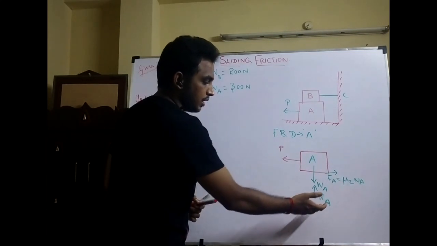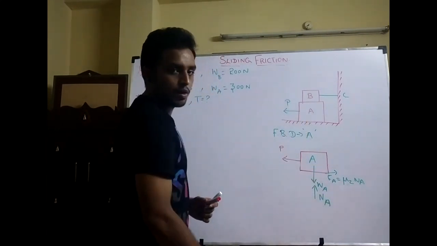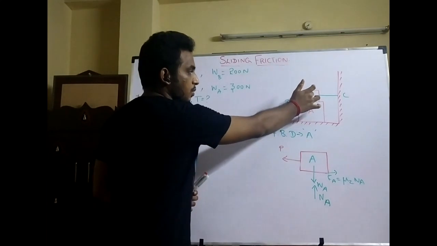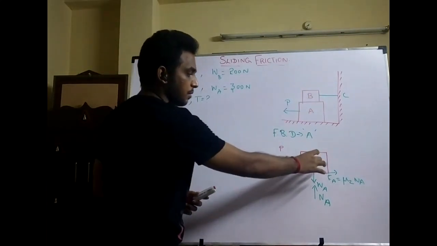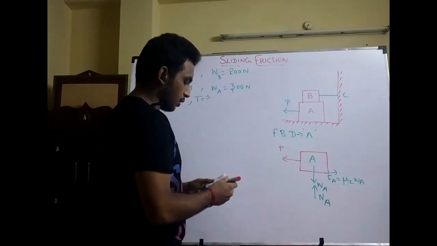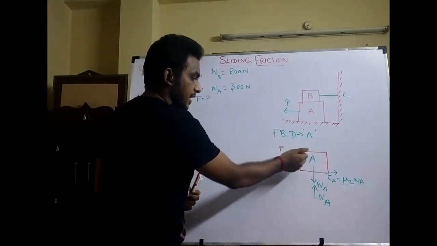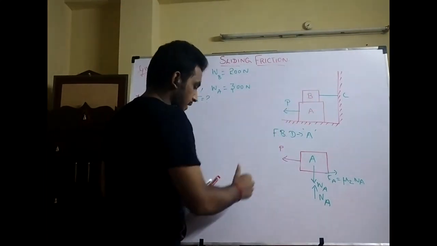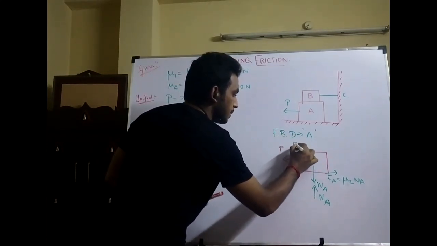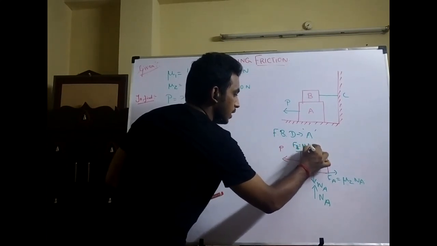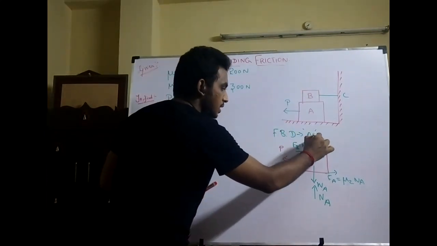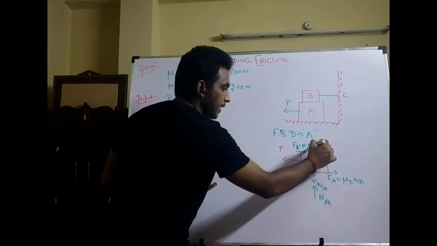We also know that the normal reaction acts exactly perpendicular to block A, along the weight direction. Then there are components contributed by block B, which has been kept over block A. When block A is pulled in this direction, the friction between block A and block B will also act in the opposite direction. That is Fb is equal to mu1 times Nb, and the normal reaction of block B over block A acts perpendicular to block A, that is here.